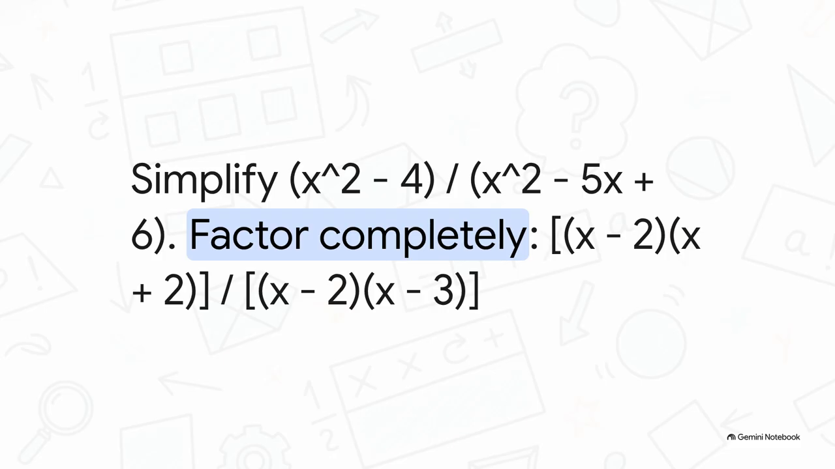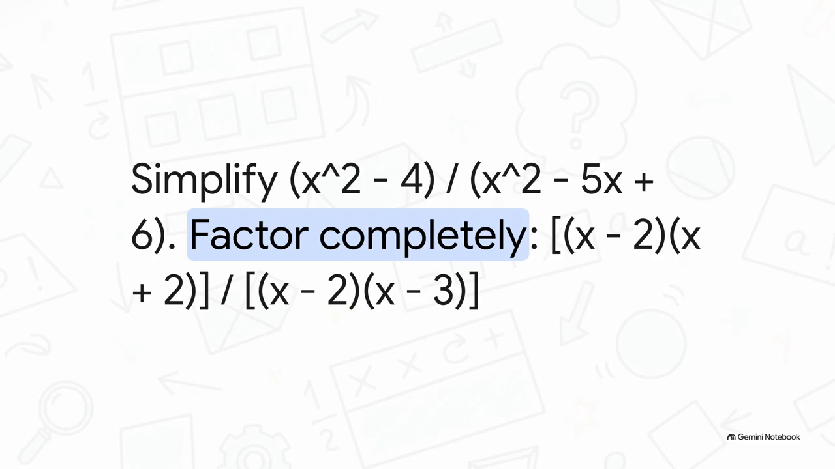Let's see how this builds with our second example. Now this one looks slightly heavier. X squared minus 4 over x squared minus 5x plus 6. But don't worry, the exact same 4 steps work flawlessly every single time. Step 1, we factor. The top is another difference of squares. 4 is just 2 times 2. So that gives us the packages x minus 2 times x plus 2.